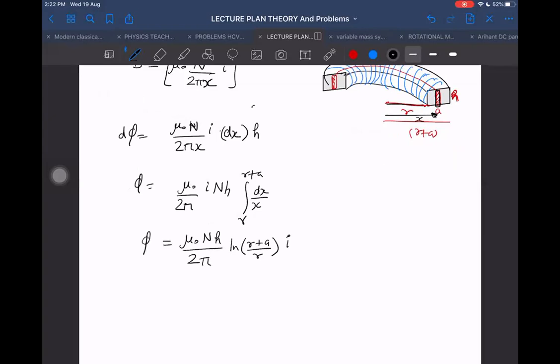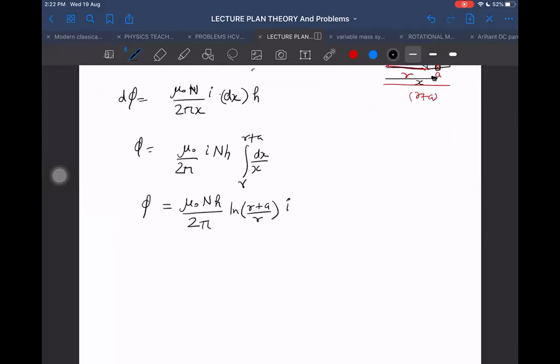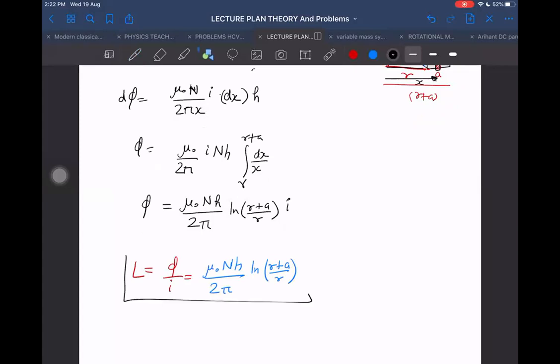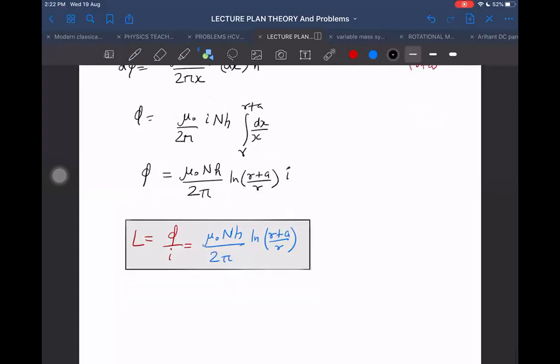That is the flux. What is the value of self-inductance for the toroid? Start with our formula phi upon I. I is here also, that I will get cancelled. So the final result which we are getting is a much simpler result. This is the result finally: the self-inductance of the toroid.